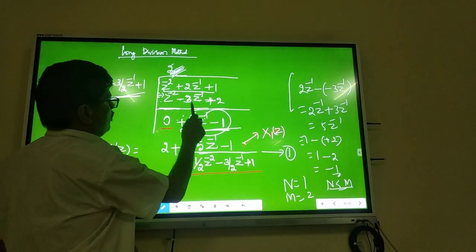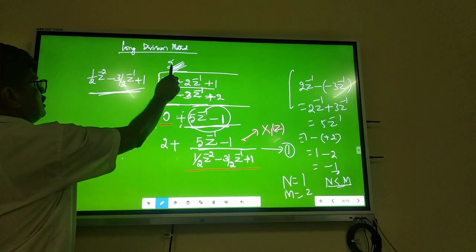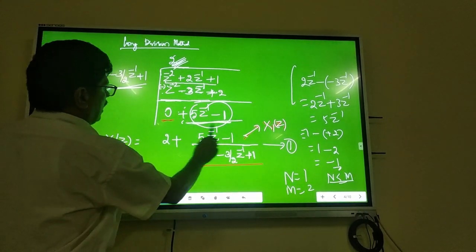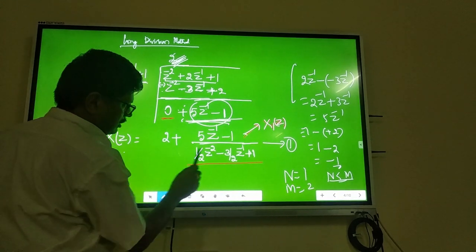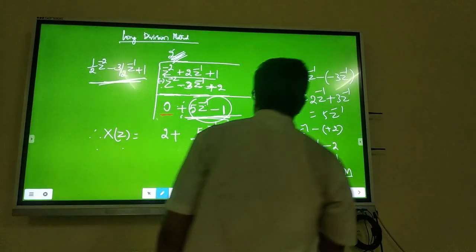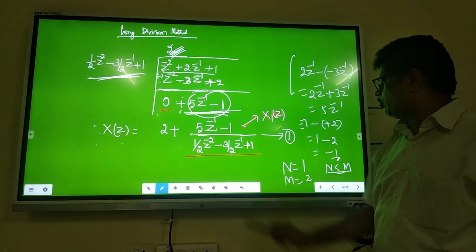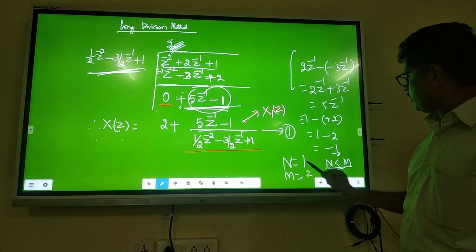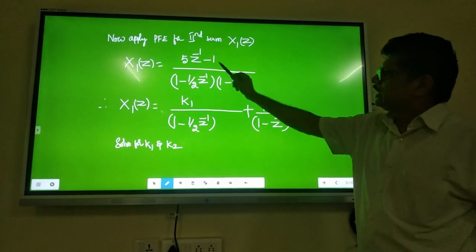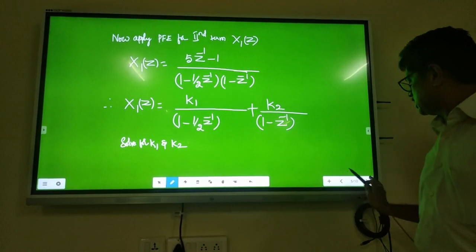You will get this cancelled. This becomes z^-1 minus 1. Now stop doing that. Then write X(z) as the quotient 2 plus the remainder as numerator and the divisor as denominator. Now call this X1(z). This is of normal form. Why? Because m is less than n: m is 1, n is 2. Therefore, normal form. Take that X1(z) and write it in terms of K1, K2 form: K1 by this, K2 by this.